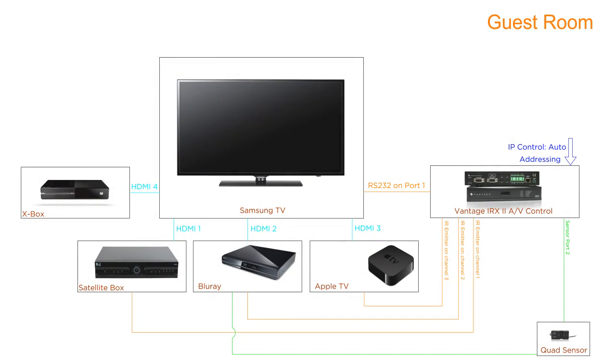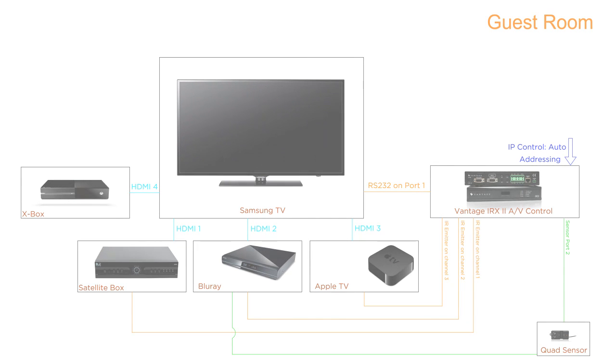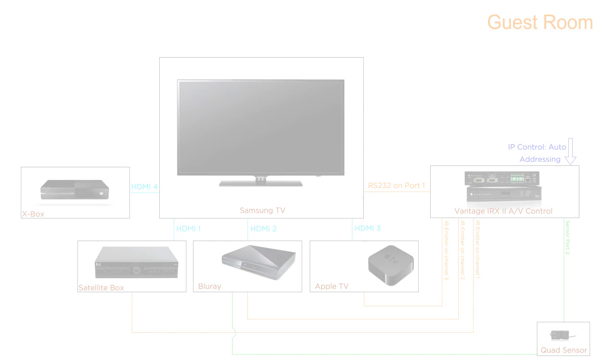Let's begin our examination of the scenario by reviewing the subsystem schematic for the guest room. Here we see that the four sources are connected to separate inputs of the TV. The IRX2 provides the serial ports for the TV as well as the IR channels for the three controllable devices. We'll need to make sure we represent all of the components of this subsystem, their interconnections, and specific characteristics.